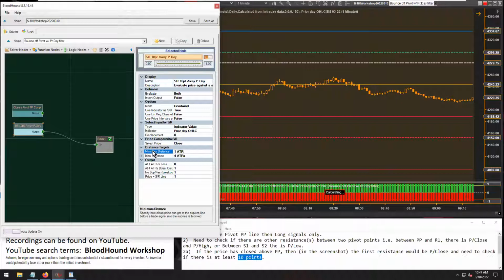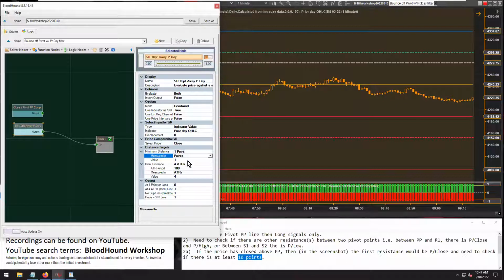All right, so now we can jump down to the distance targets there, and we are looking for points. So we're going to change the measurement units to points, like so. Change the ATRs to points there, and we want 10 points of clearance. There we go. So there we go. Our distance targets are 10 points.